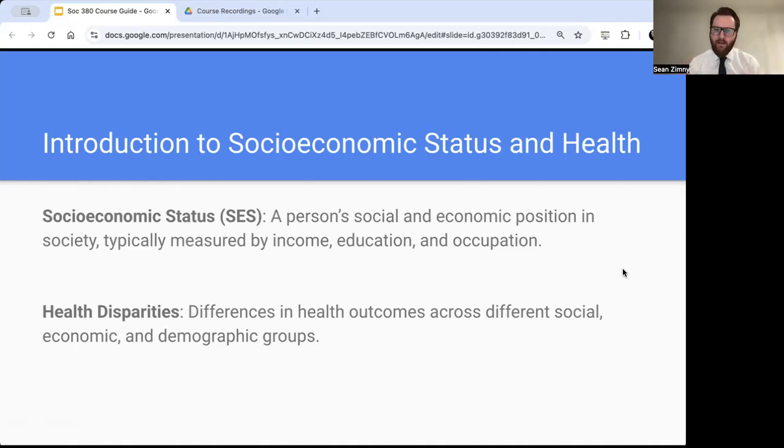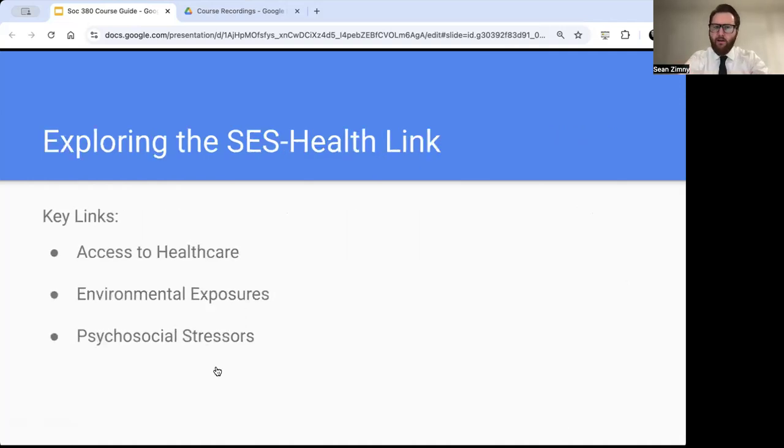And so addressing these health disparities requires focusing on the social determinants of health, such as income and education and occupational conditions. Socioeconomic status is critical. It's one of the foundational pieces here of medical sociology and how we're looking at this. So let's explore this a bit further, exploring the socioeconomic status and health links. So you see some key links identified up there.